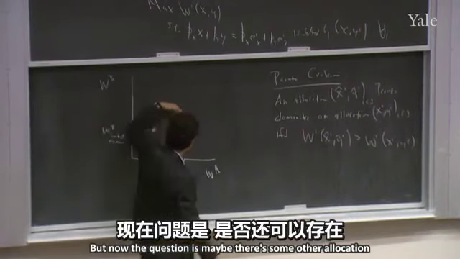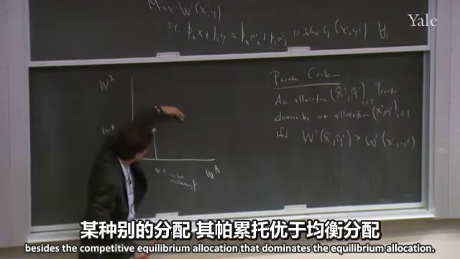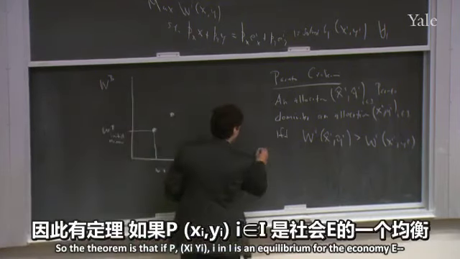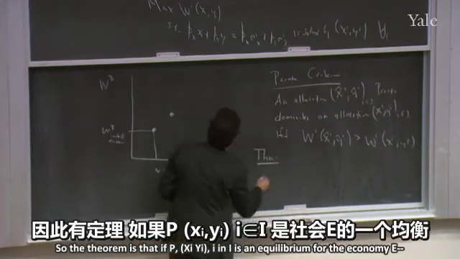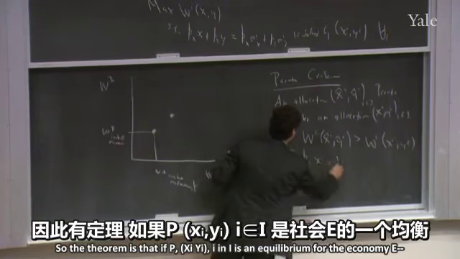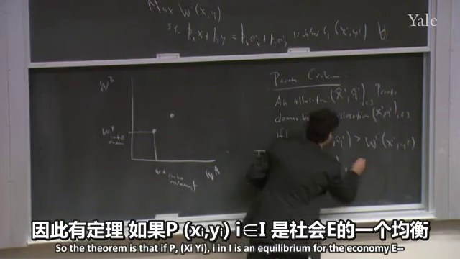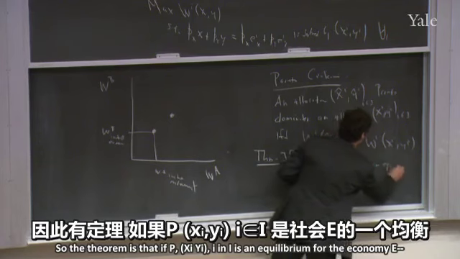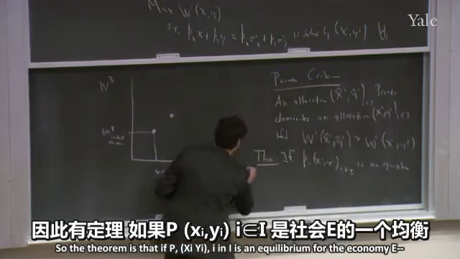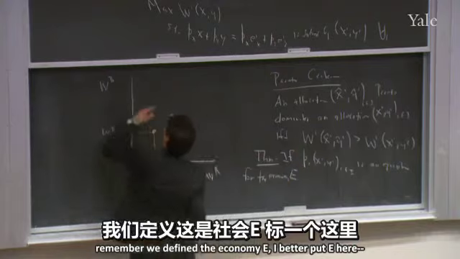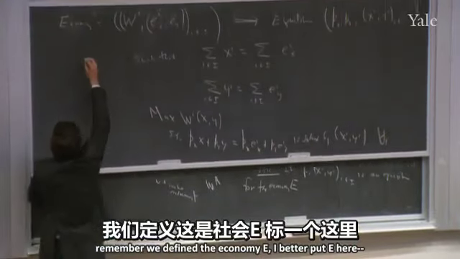But now the question is, maybe there's some other allocation besides the competitive equilibrium allocation that dominates the equilibrium allocation. So the theorem is that if P, xi, yi, for i in I, is an equilibrium for the economy E. Remember, we defined the economy E. I better put E here.